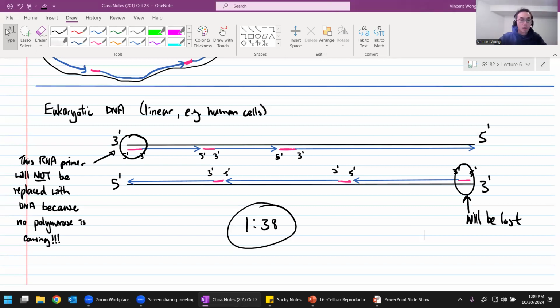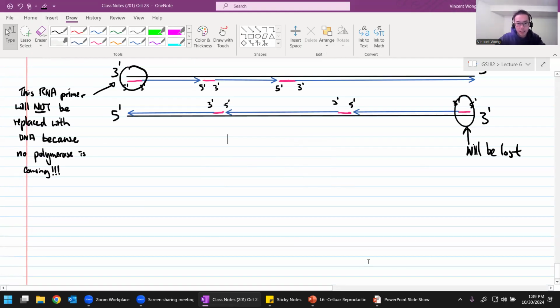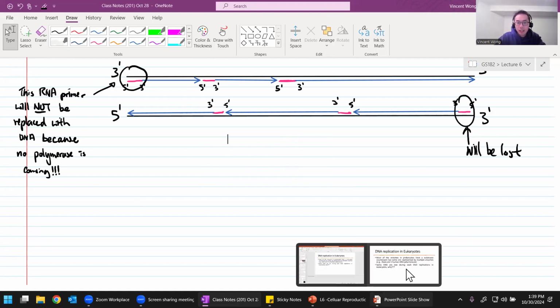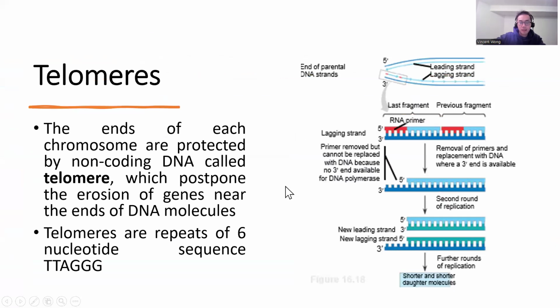All right, let's keep going with the note here. So as I was saying, having linear DNA has a unique challenge in that we are not able to copy the very end, and as such, every time we copy the DNA, we end up losing a little bit of it. Okay, and of course, that's not ideal. So what nature has provided us with are these things called telomeres.